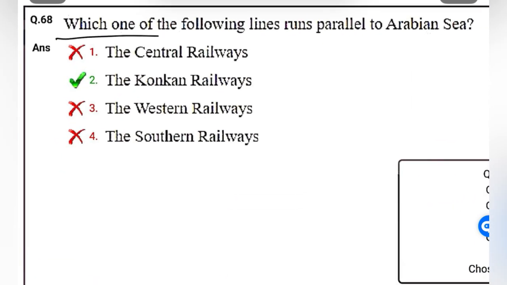Which one of the following lines runs parallel to the Arabian Sea? The Konkan Railways.